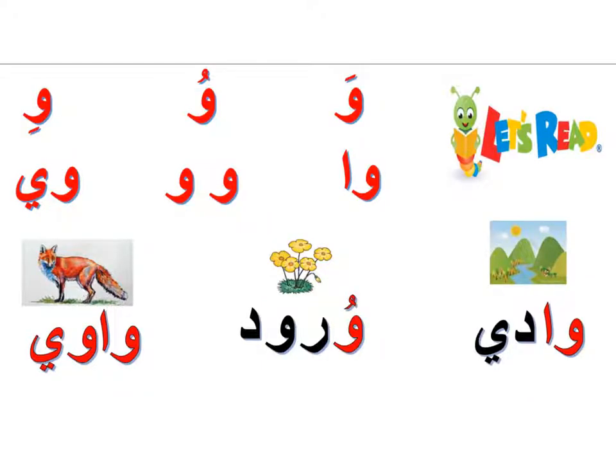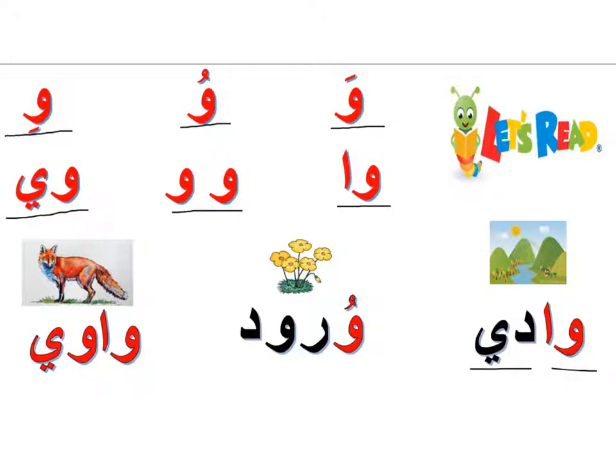Now it's time to read the letter wa with the short vowels and with other letters to make a word. Now can you read by yourself the first line? Well done. Now it's time to put these parts with another letter to make a proper word.